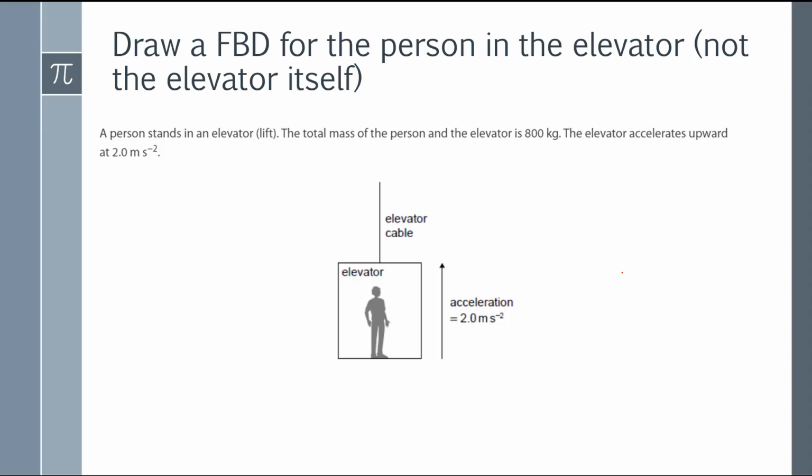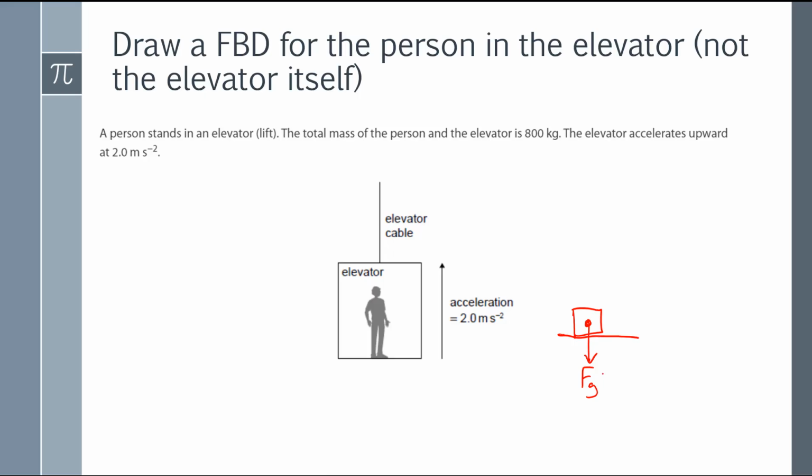How about this? We have a person in the elevator, and the elevator is accelerating up. Let's draw a free body diagram for them. So I'm going to sketch out a box to represent the person. And what forces are acting? Well, gravity is always acting, so I'm going to draw that. Force of gravity is down.